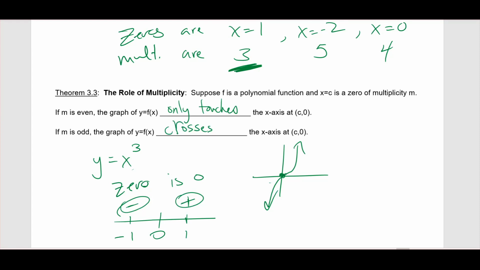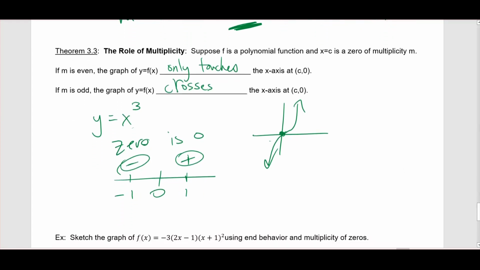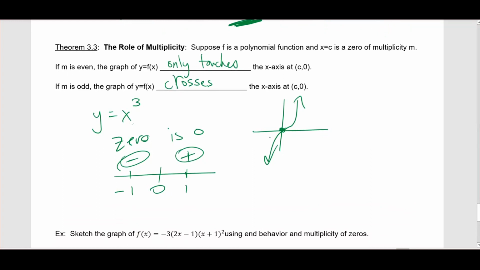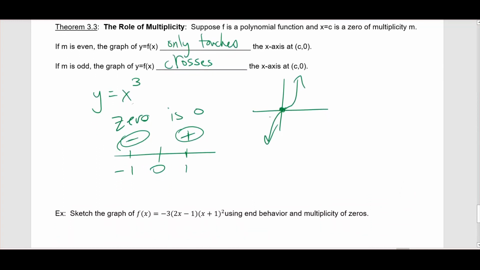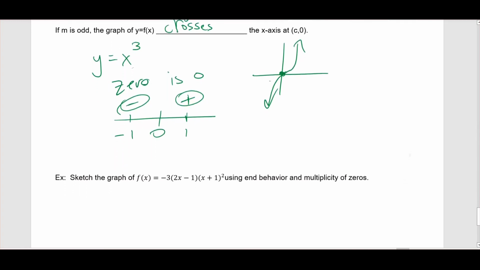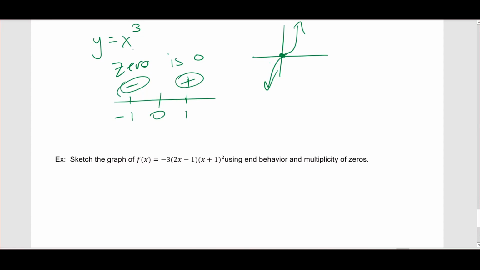Okay, so I think we're now equipped to draw some serious graphs here. Sketch the graph of this function using end behavior and multiplicities of zeros. All right, end behavior. We want the leading term. We can multiply this whole thing out if we really, really wanted to, but we don't want to do the work if we don't have to. All we care about is the leading term.